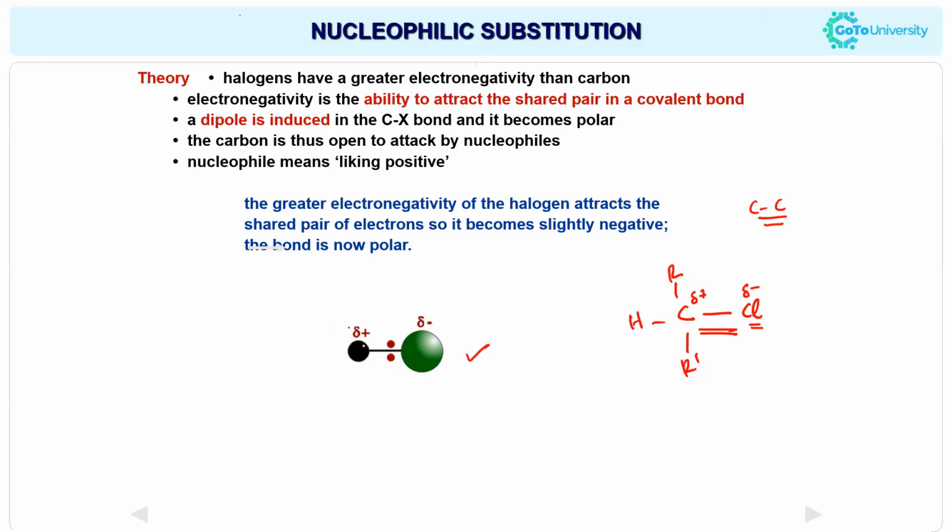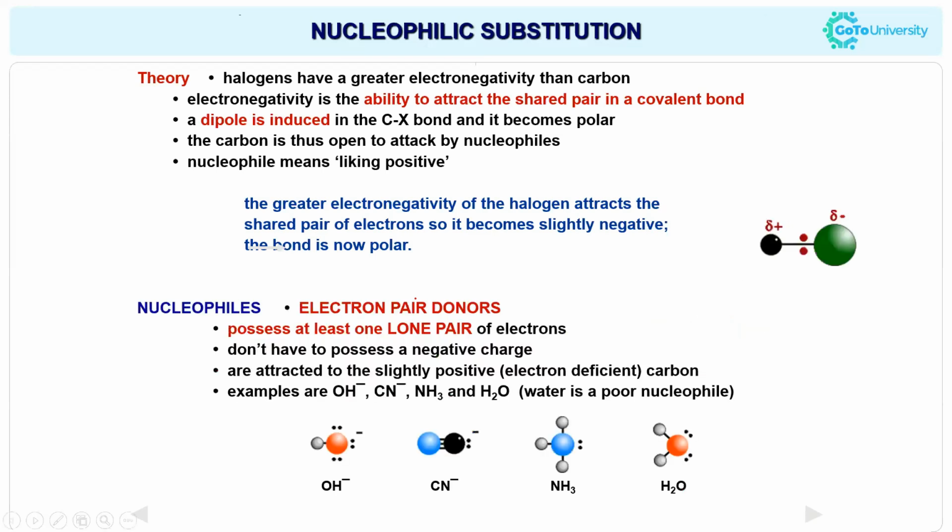That is the delta plus, this is the carbon. Delta minus is the halogen, either chlorine, bromine, whatever it is. So this is the nucleophilic substitution.